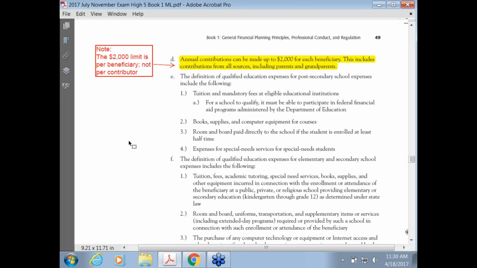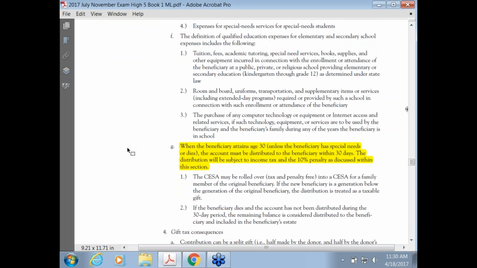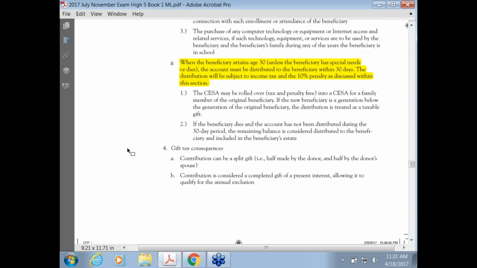Here's another one that's been in the pool before, just testing the limit. It's not much, is it? Maximum contribution of $2,000 per beneficiary, but that's not per contributor, and that's where the exam question is. The story would talk about multiple folks that want to do this, but it's $2,000 per student, not per contributor. But that's been a standalone question on the exam, so I would say it's still in the pool.